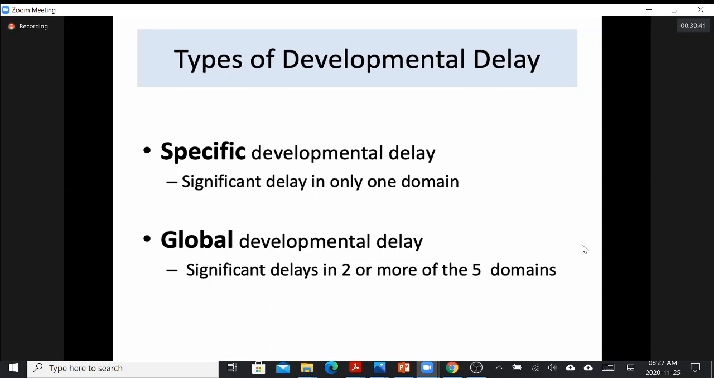So in this case, you should know the definition of this. If there is delay in only one domain, we call it a specific developmental delay. If there is delay in two or more domains, we call it a global developmental delay. So in the example I gave you with the 12-month-old child, what do you think the delay is? Is it a specific developmental delay or global developmental delay? Lakshini?